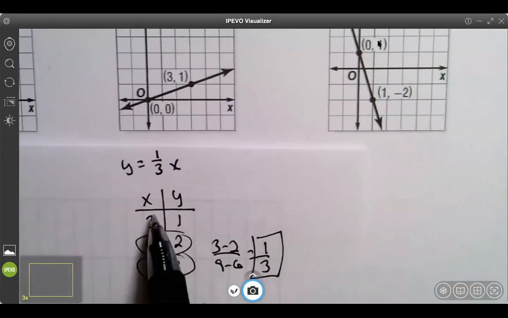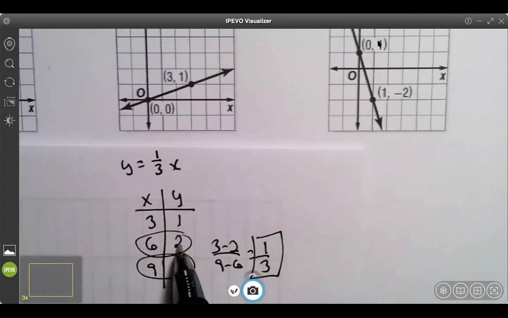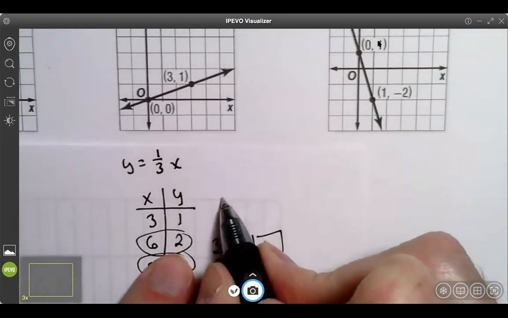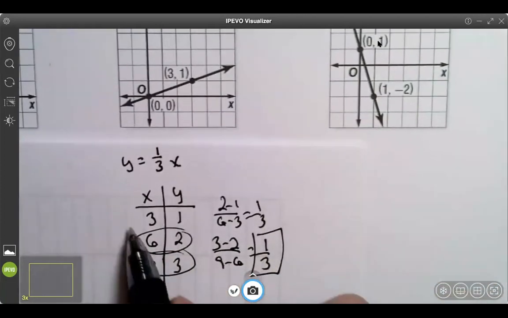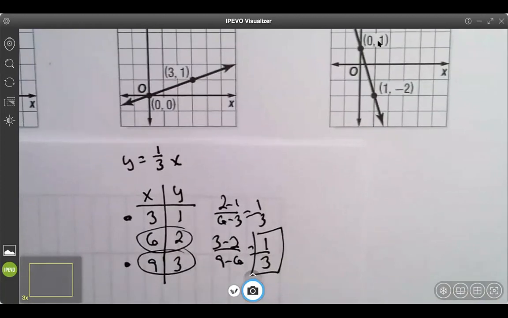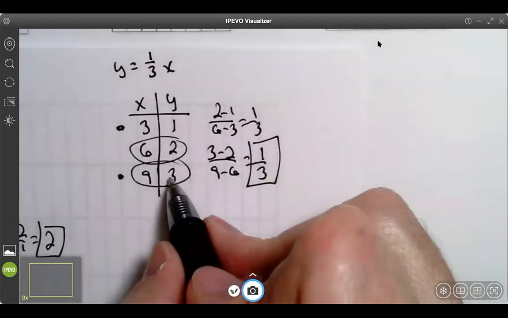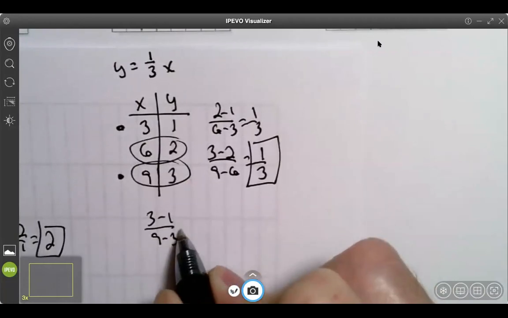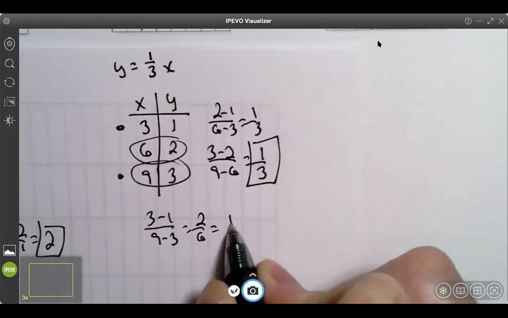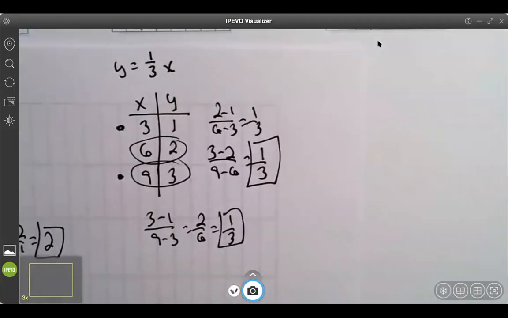So my point is you need to be able to look at an XY table and do the difference in your y's over the difference in your x's. Let's use the top two. 2 minus 1 over 6 minus 3. I get 1/3. Let's use the first one and the third one. Let's try that. 3 minus 1 on top, 9 minus 3 on bottom. I get 2/6, which simplifies to 1/3. So it doesn't matter which two coordinates you use. If you simplify it, your slope will always equal the same. In this case, your slope is 1/3.